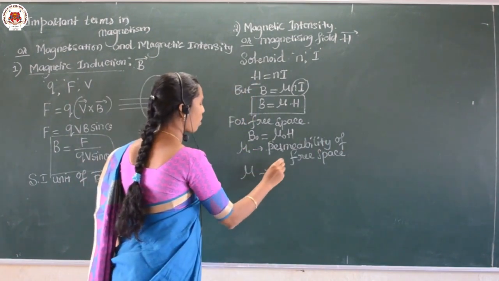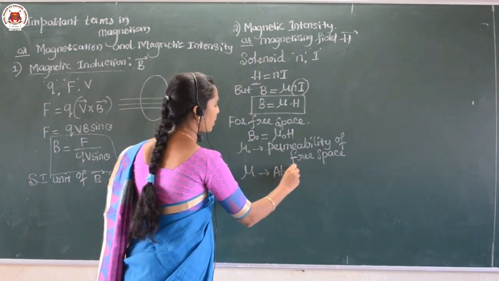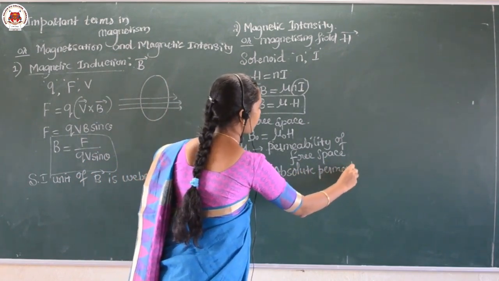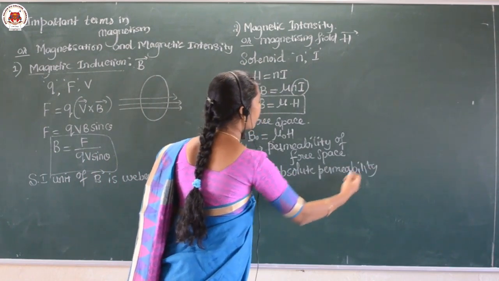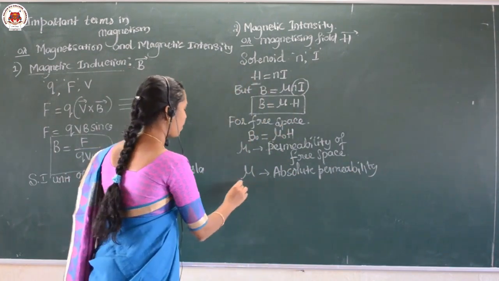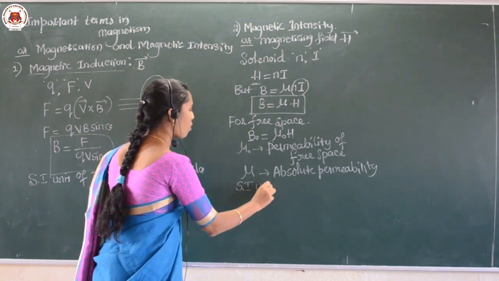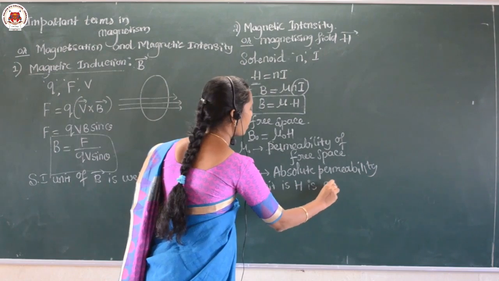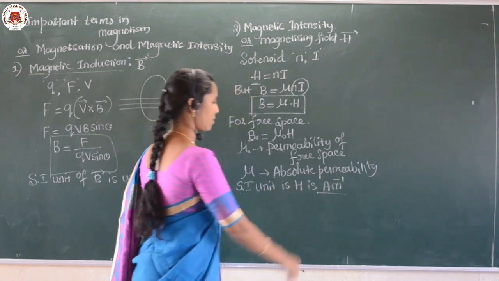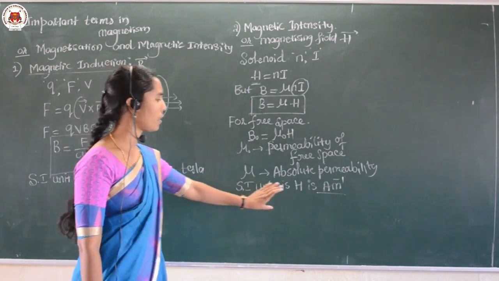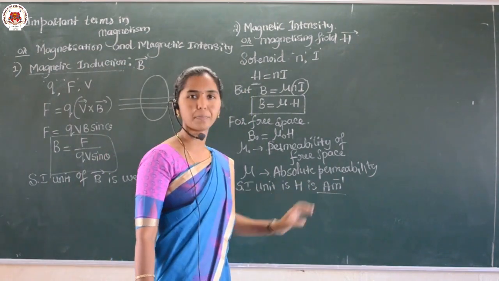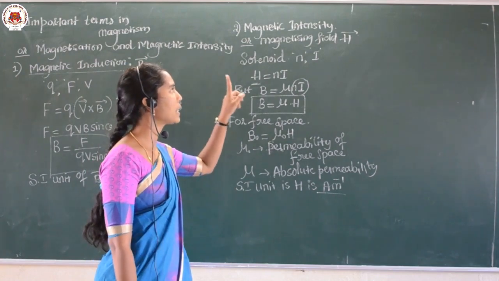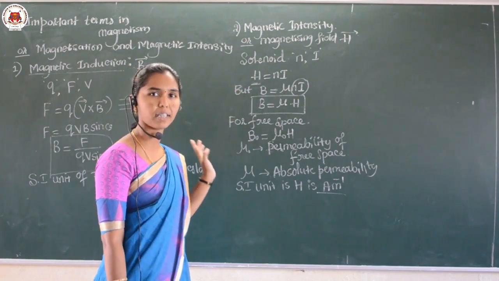Then mu is called absolute permeability. What is it called? Absolute permeability. Right? Then what is the SI unit? The SI unit of H is ampere per meter. Remember this. SI unit of H is ampere per meter. Am I clear for the second term, that is magnetic intensity or magnetizing field H?